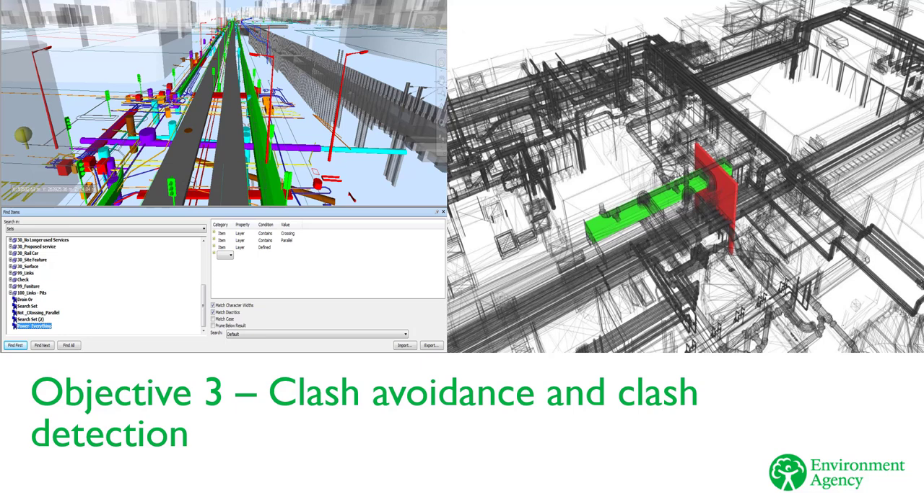In this objective, we will concentrate on clash avoidance and clash detection. We will explain what they are, when they should be applied, and the benefits of these processes in design development.